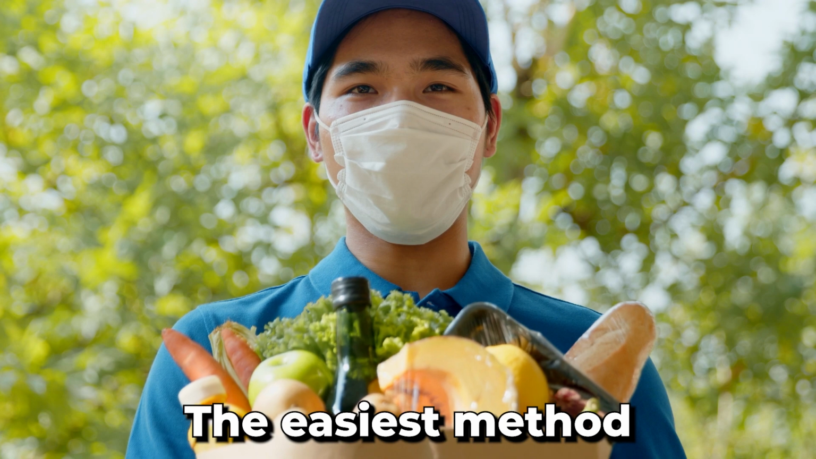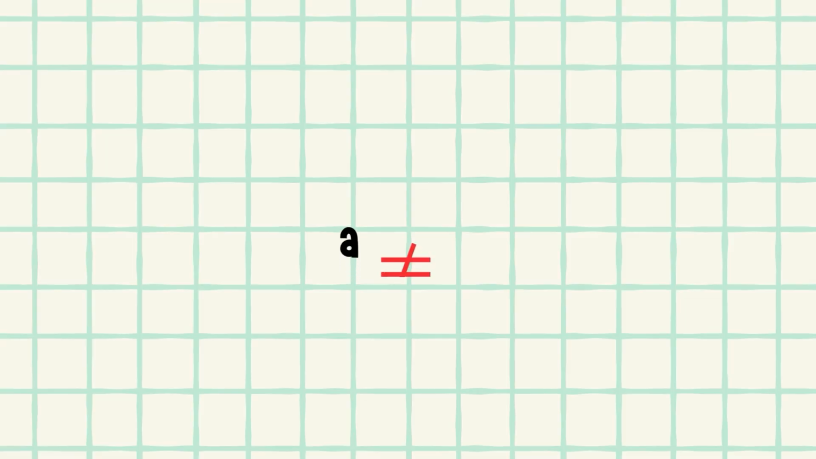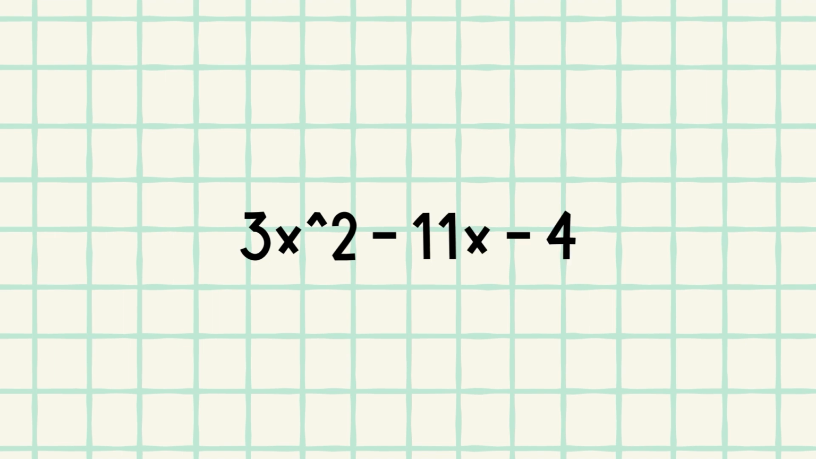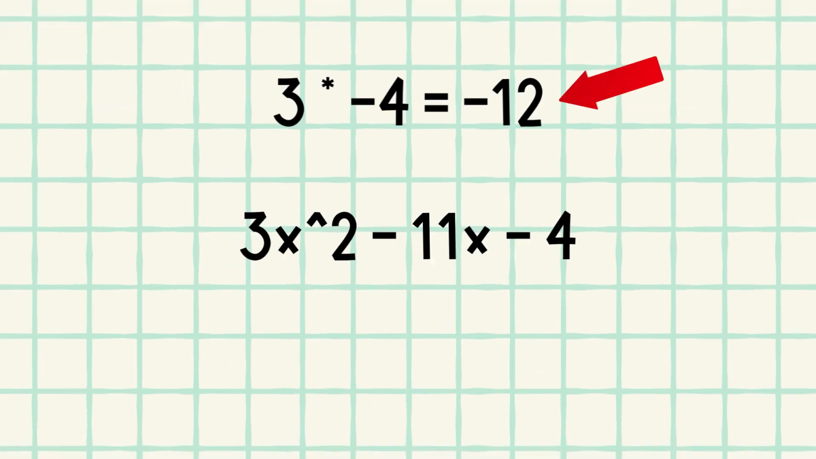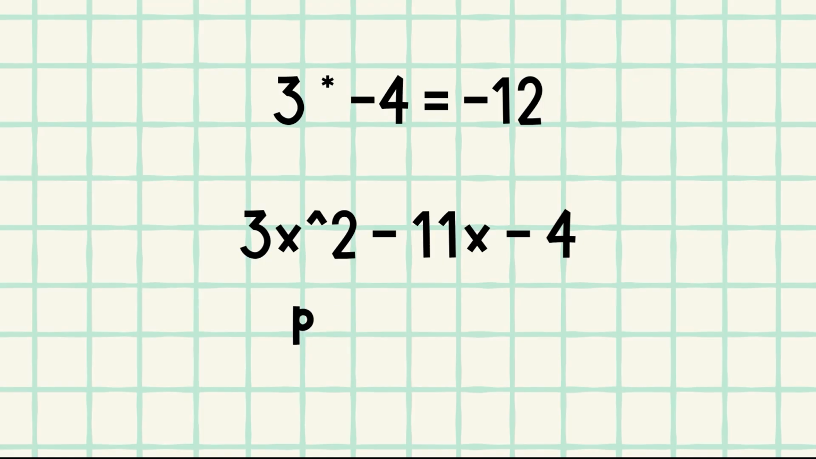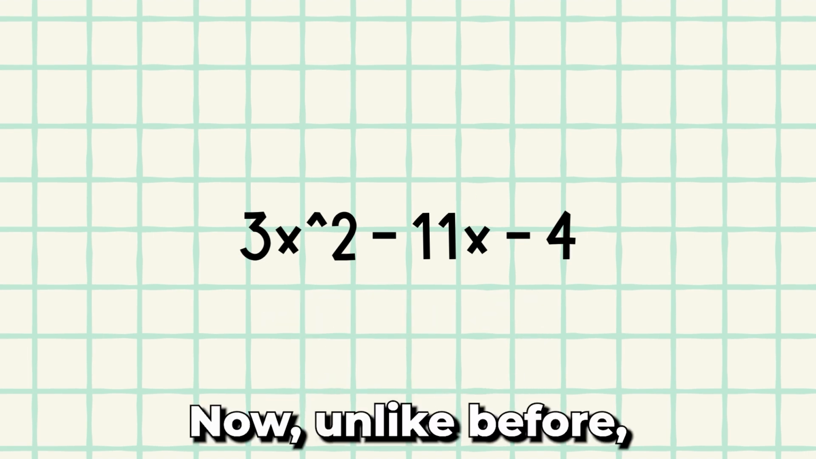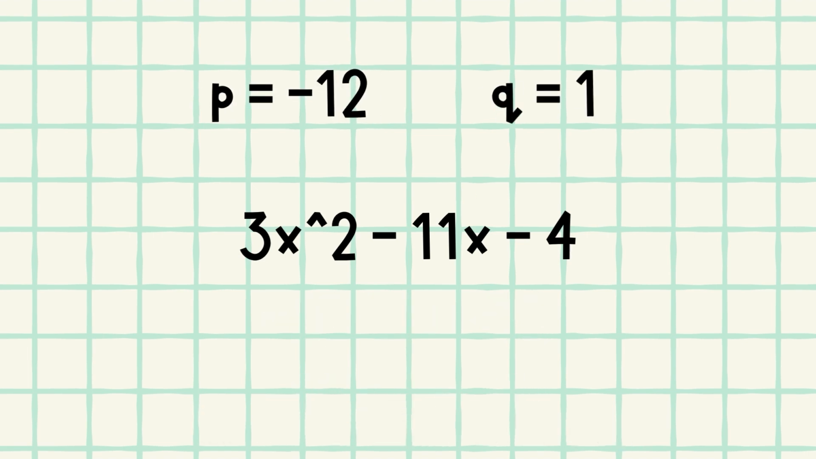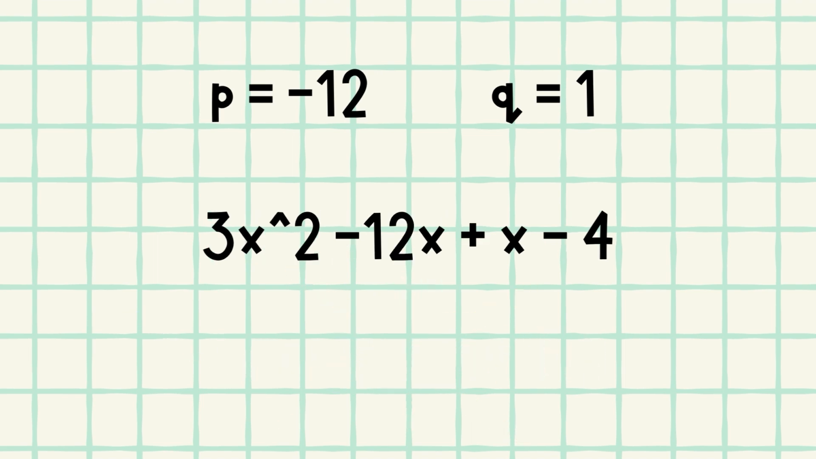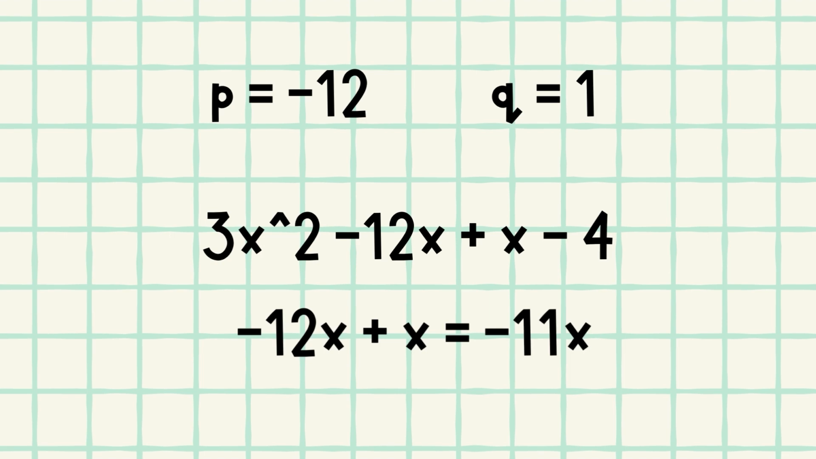The easiest method to factor quadratics when a is not 1 is grouping. Using 3x squared minus 11x minus 4 to demonstrate grouping, we first multiply a and c, which is -12. Now, like before, we look for numbers that multiply to -12 and add to -11. We get -12 and 1. Now, unlike before, we can't just use these in our factors. Rewrite the middle term as -12x plus 1x, which is the same as -11x.